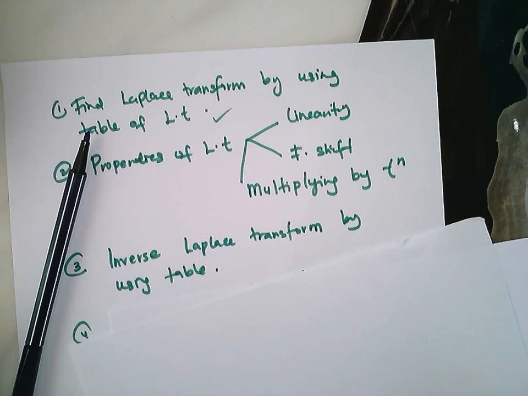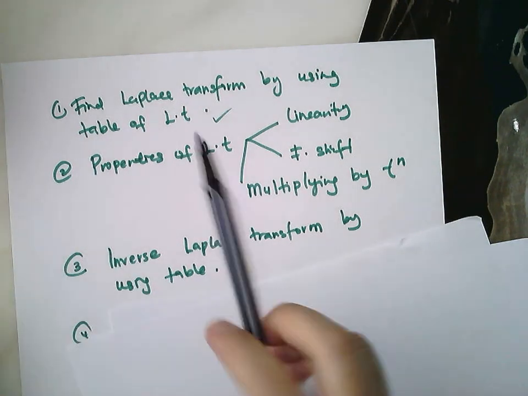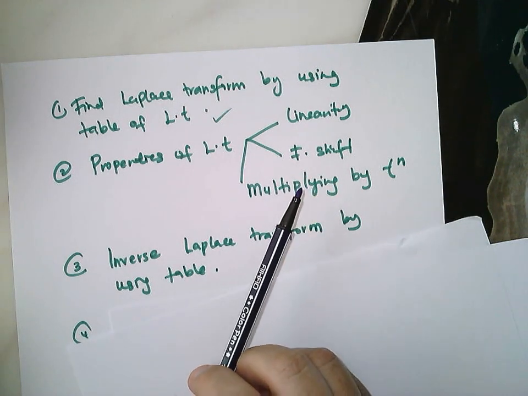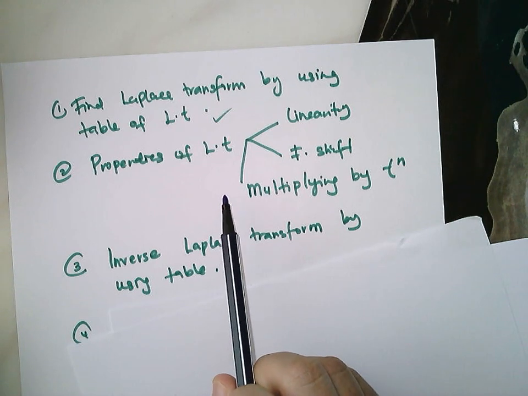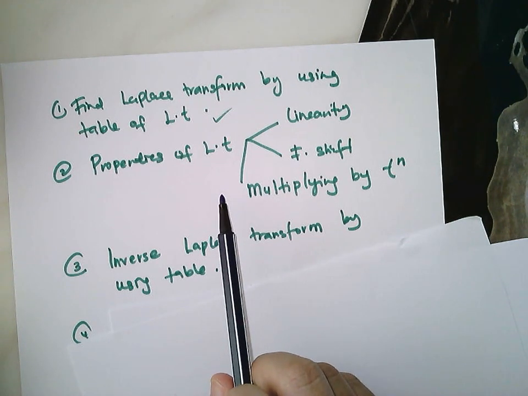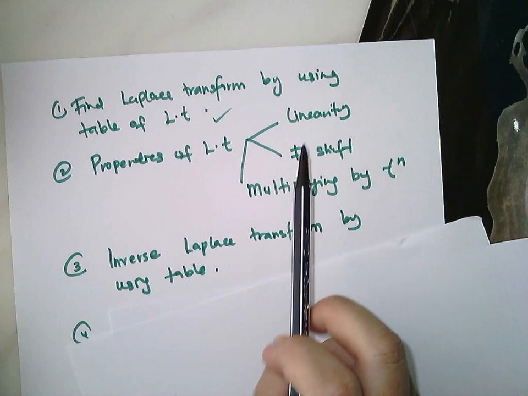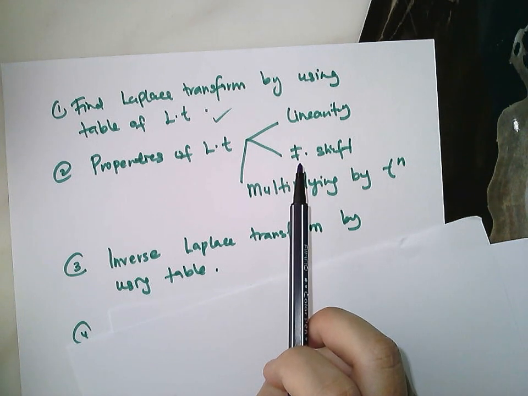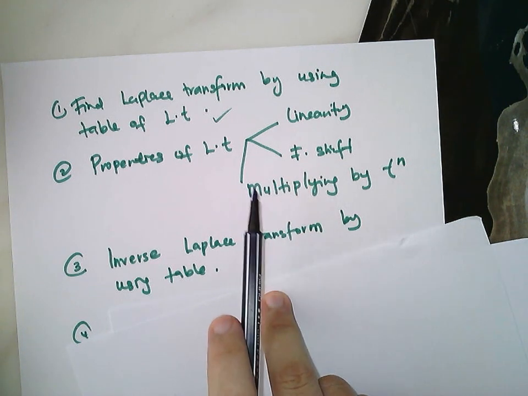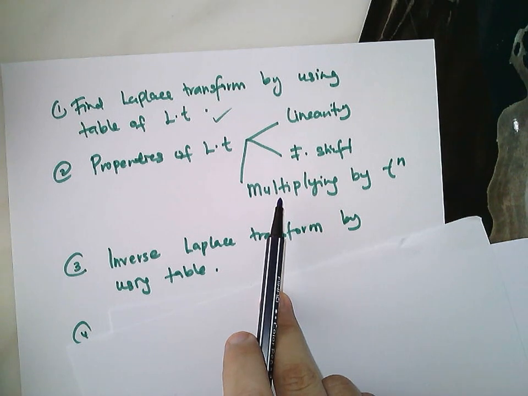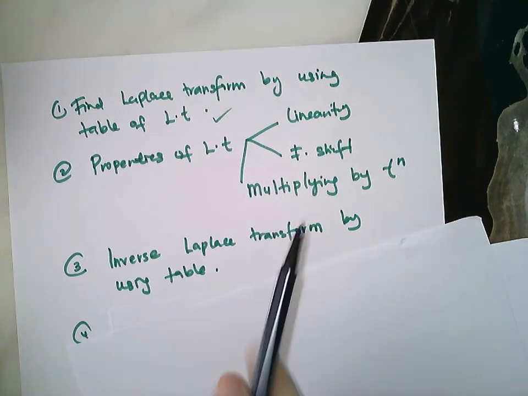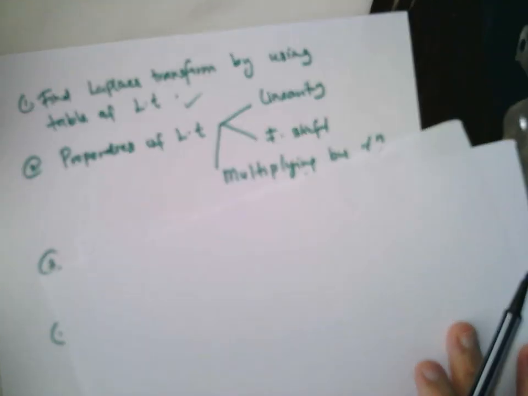So today we are going to proceed with the last property of the Laplace transform, which is multiplying by t^n function. Before this, in my previous video, I already explained how the linearity property and the first shift property work. Okay, so now let's take a look at this property and when we are going to apply it.